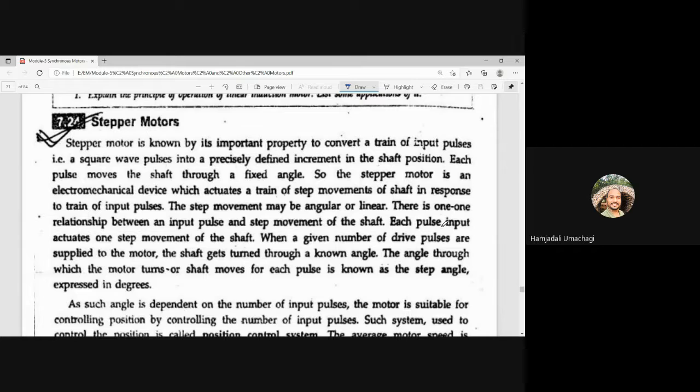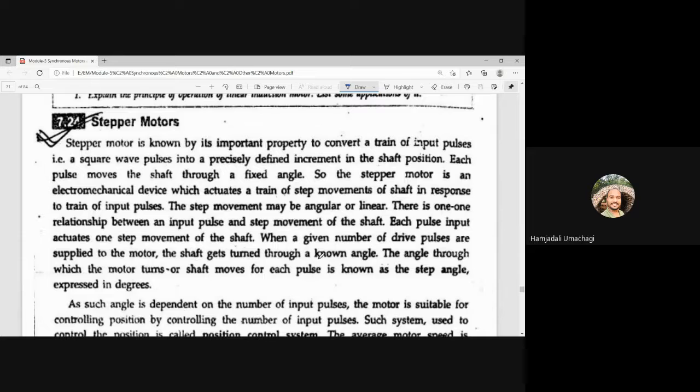Each pulse input actuates one step movement of the shaft. So for every one input pulse, there is a movement of the shaft by a certain angle, that we call as step angle, which we get for every one step movement. When a number of drive pulses are supplied to the motor, the shaft gets turned through a known angle. So whenever we apply the input driving pulses, then the shaft is going to rotate by some angle. That known angle is called the step angle.